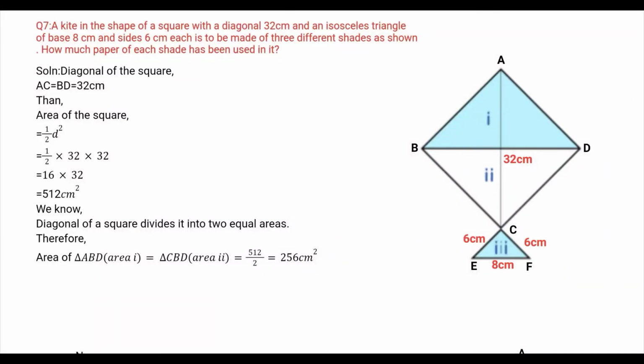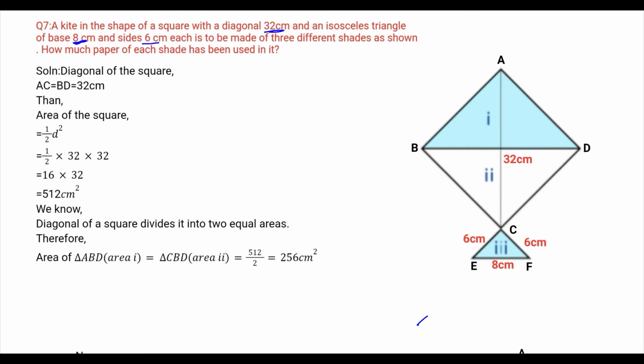Okay, question number 7. A kite in the shape of a square with diagonal 32 centimeter and an isosceles triangle. You can already see here at the base, so this is an isosceles triangle of base 8 centimeter. So here, in this isosceles triangle, the base is how much? 8 centimeter, and sides 6 centimeters.